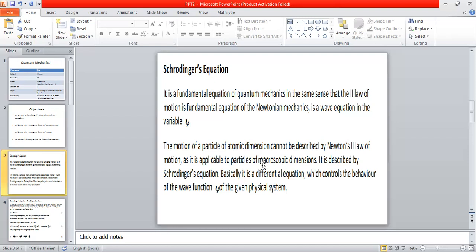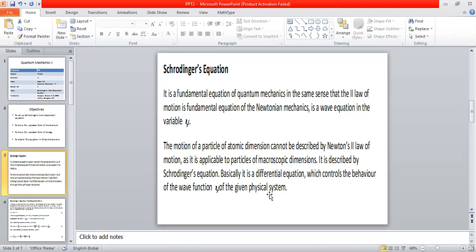So the importance of the Schrodinger equation is that we are going to use this equation in the case of subatomic particles. Basically it is a differential equation which controls the behavior of the wave function psi of the given physical system. Mathematically speaking, the Schrodinger equation is a differential equation. Once we solve the equation, we are going to end up with certain solutions, and these solutions actually describe the behavior of the given physical system, in terms of the wave function psi.